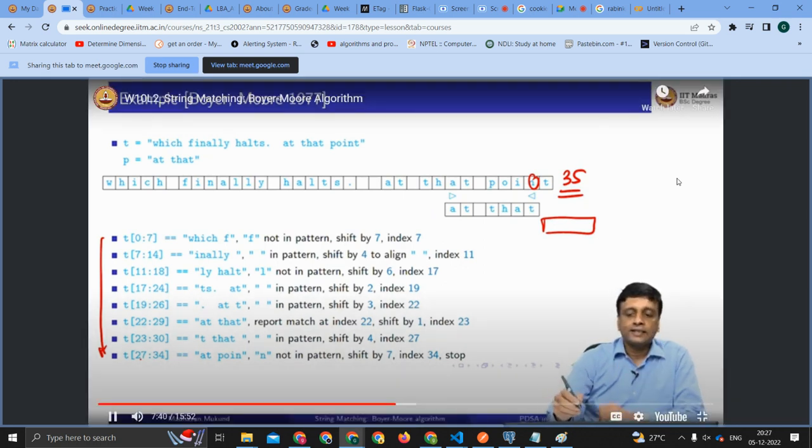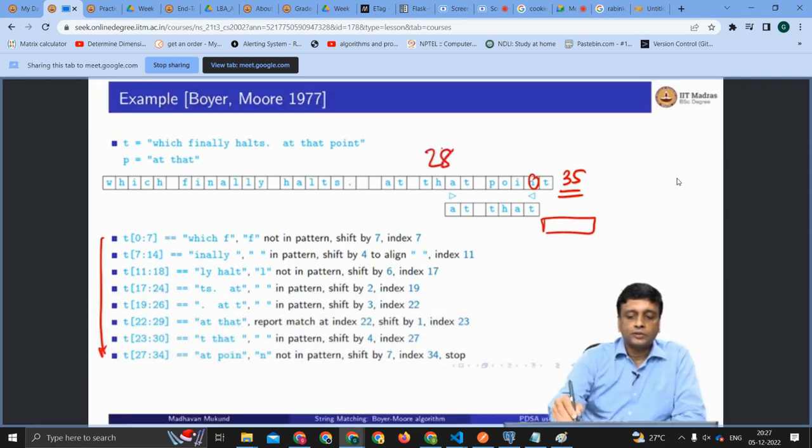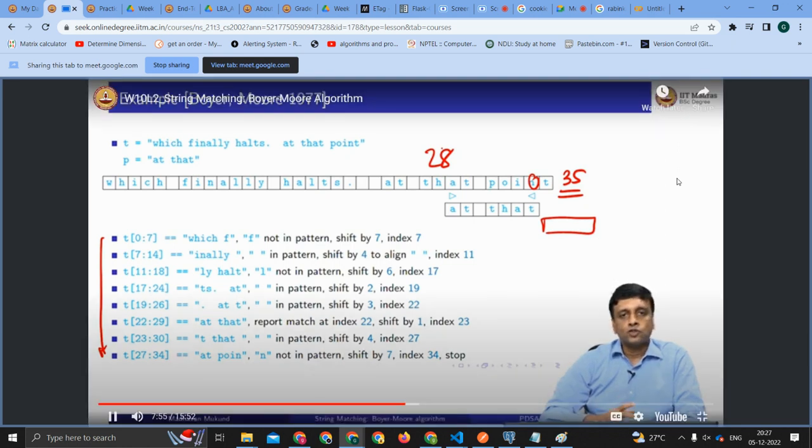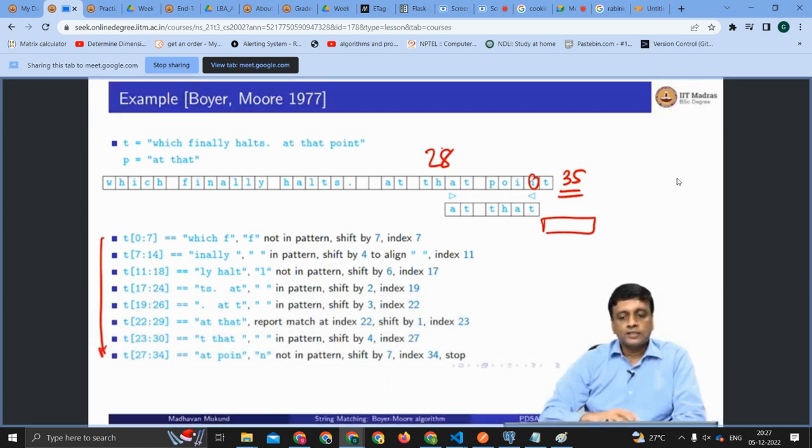From this and 7, you can say that there should have been about 28 starting positions, and out of 28 starting positions, I'm seeing only 8. So it's between 3.5 to 4 as a factor of reduction. At a mismatch, I stop. So it's not that every scan also takes 7 steps. So this is the advantage of doing this heuristic.